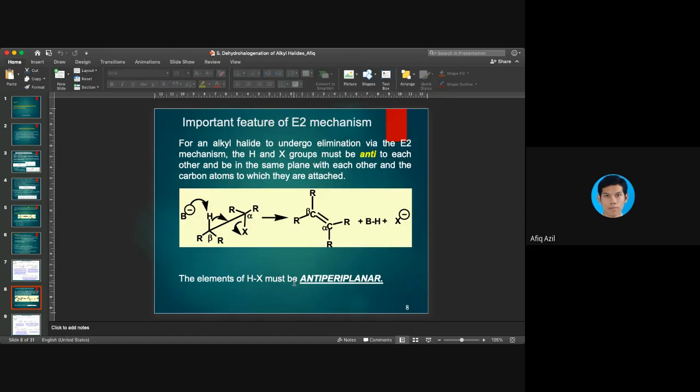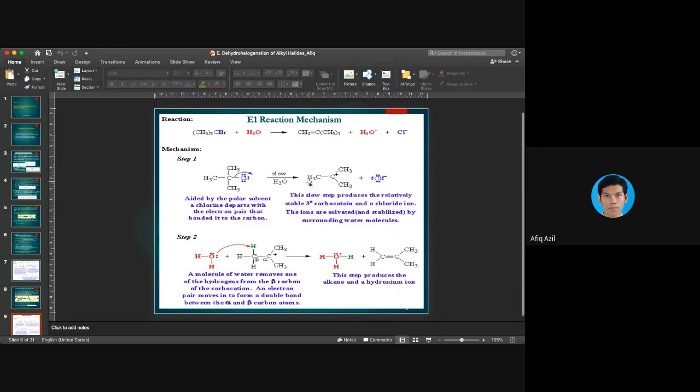It will proceed via E1, regardless of whether the reaction condition is suitable for E2. But if the position is not anti-periplanar, it will proceed via E1. Then for E1, okay, two-step mechanism. The first step is the same as in SN1, which is the formation of carbocation. Okay, as you can see here, this is a tertiary alkyl halide.